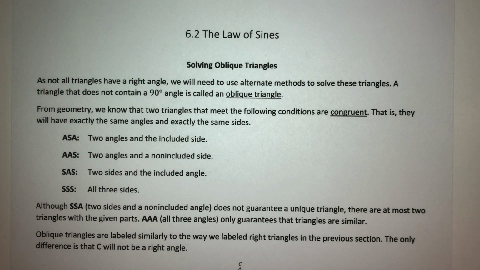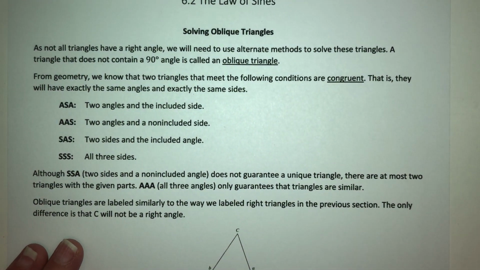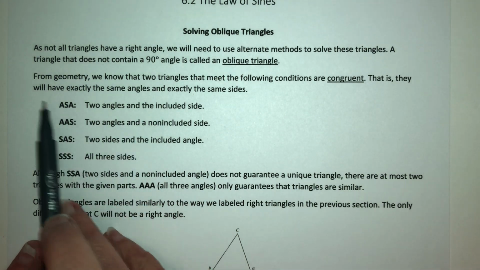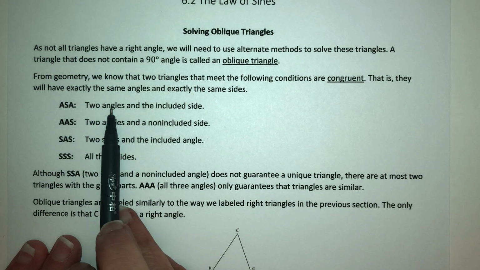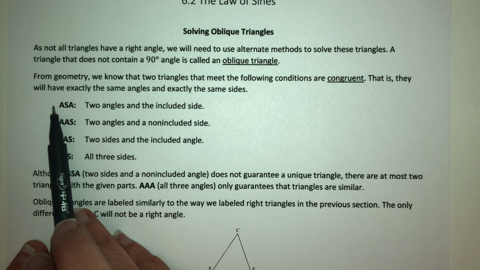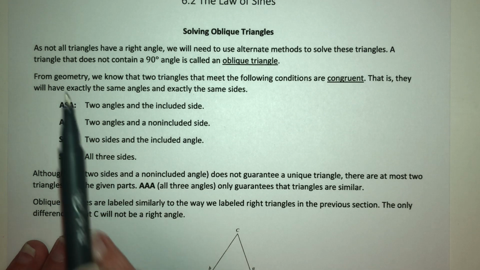So from geometry, we know that two triangles that meet the following conditions are congruent, meaning that they have exactly the same angles and exactly the same sides. And these go in order. So ASA, we have two angles and the included side. So we need to have the information for two angles and the side that's between them.